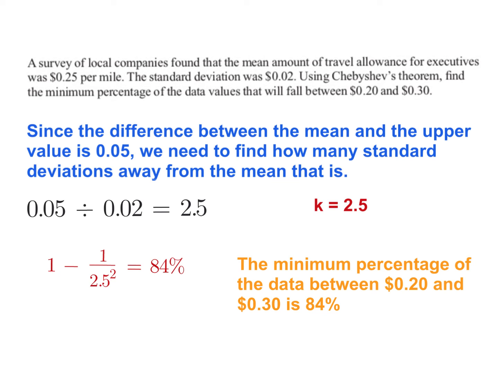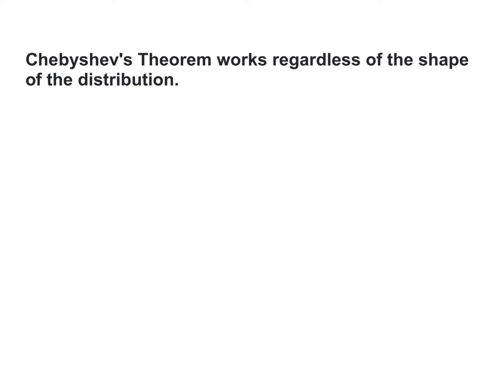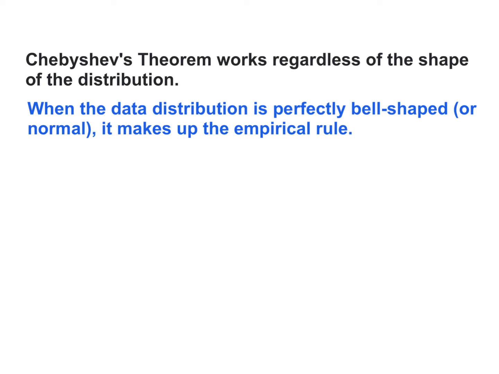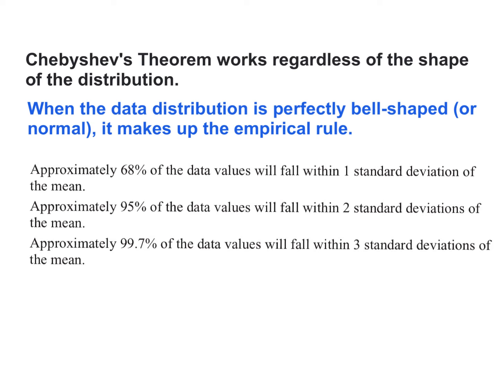Now, the last couple things in your notes I want to talk about. We have something called the empirical theorem, the empirical rule. This should be the next page. Now, Chebyshev's theorem works regardless of shape. Obviously, I showed you for a perfectly bell-shaped curve. And what we will learn is that we call that a normal distribution, as we move on in this course.